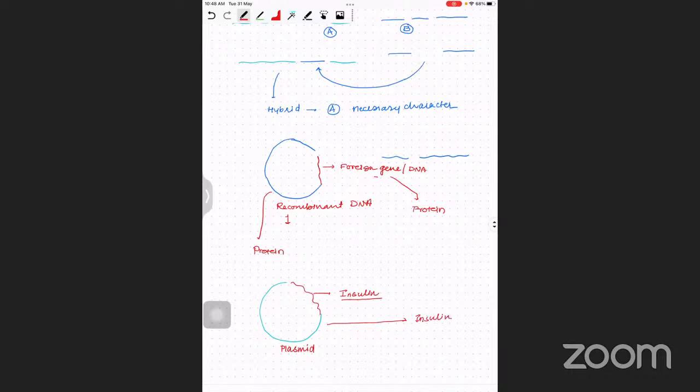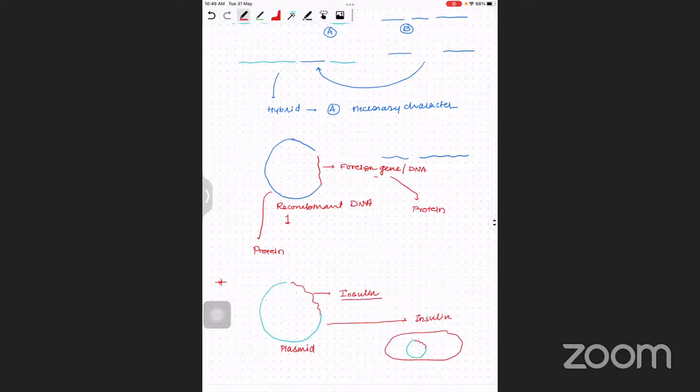So that is how bacteria is now involved in the production of insulin, and we extract it and sell it in the market. So that is again a benefit of recombinant DNA technology.